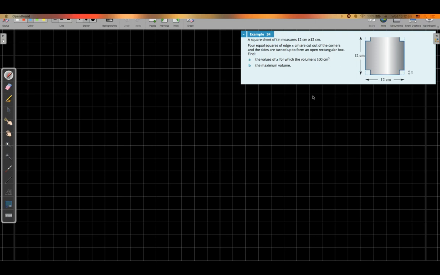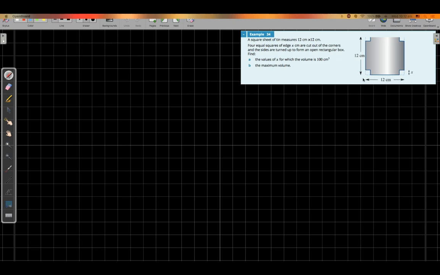cubed. Now, I mentioned in the last video that in this course in assessments, you'll be given the rule for volume. But in this one, we're going to work it out from scratch. So how do we go about this? We've got 12 by 12 with a bit cut out of it. How many lots of x have been cut out of that side there? Have a think. You've got one there, you've got one there. So you've got 2 lots of x cut out of 12 centimetres.